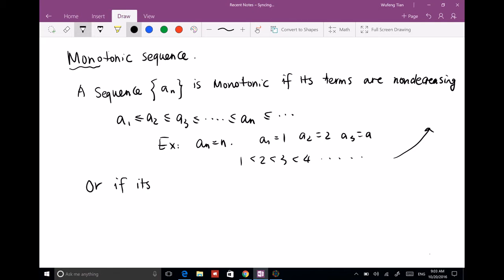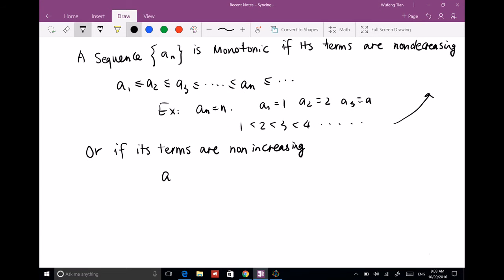Or if its terms are non-increasing, basically this means A1 is bigger than or equal to A2, bigger than or equal to A3, bigger than or equal to A4, continue, bigger than or equal to AN. So the sequence is always decreasing. It's not continuous, though. It's like dots at n equals 1, 2, like that.